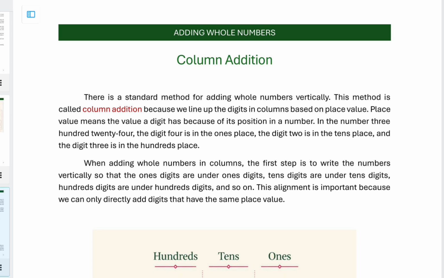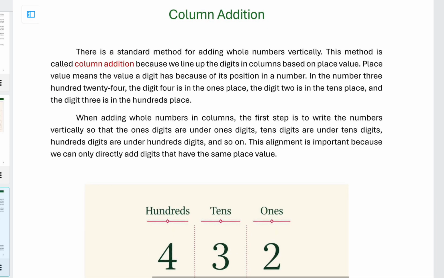In the number 324, the digit 4 is in the ones place, the digit 2 is in the tens place, and the digit 3 is in the hundreds place.